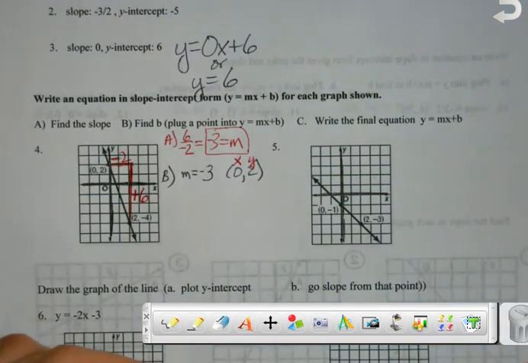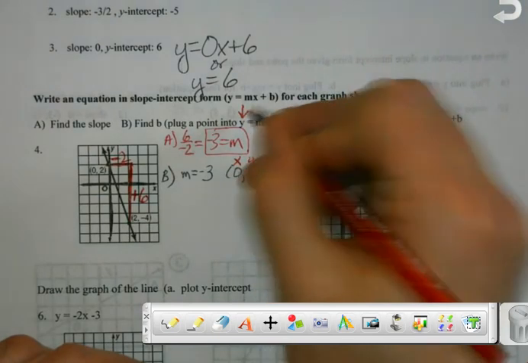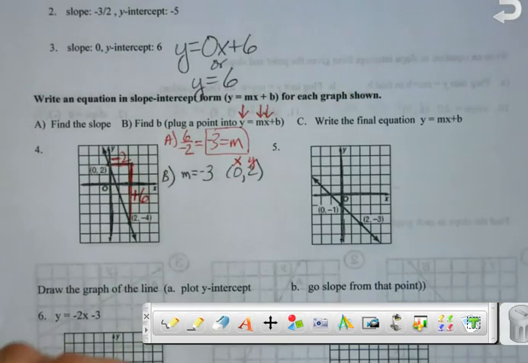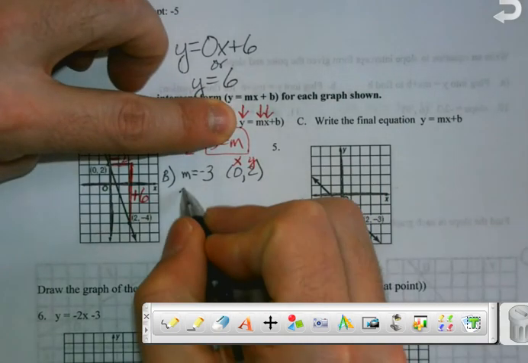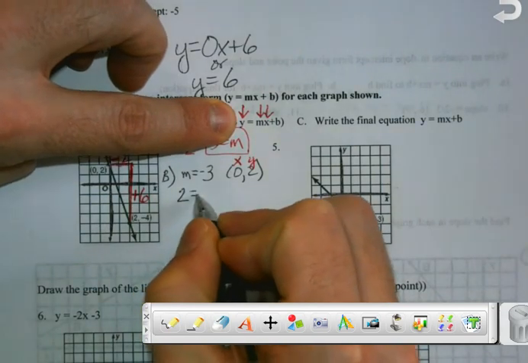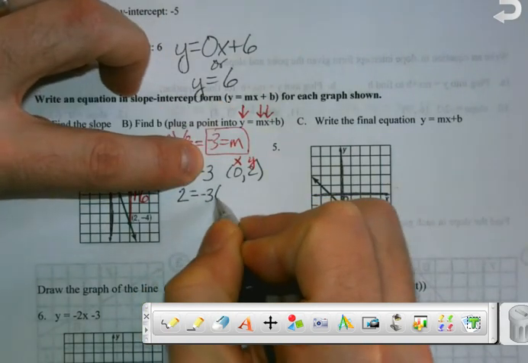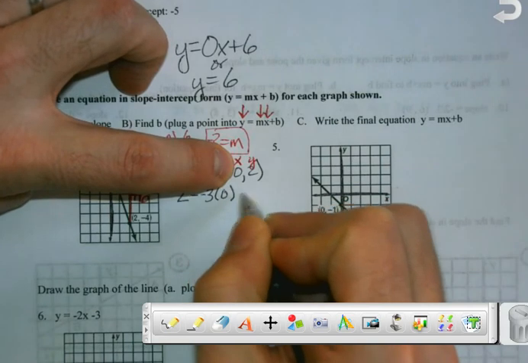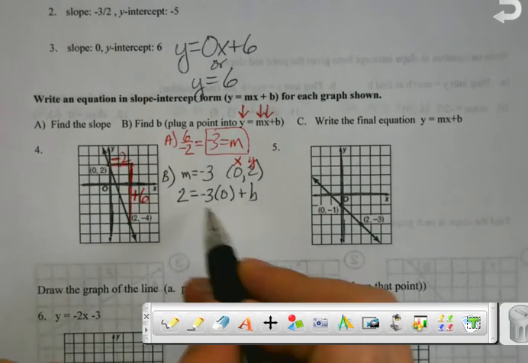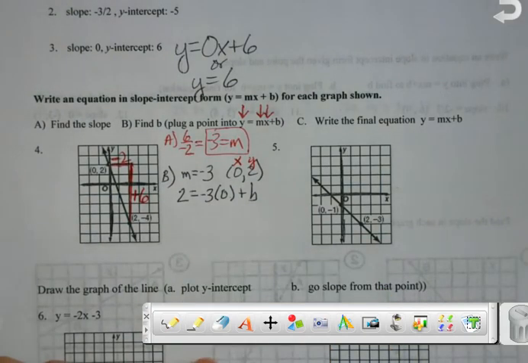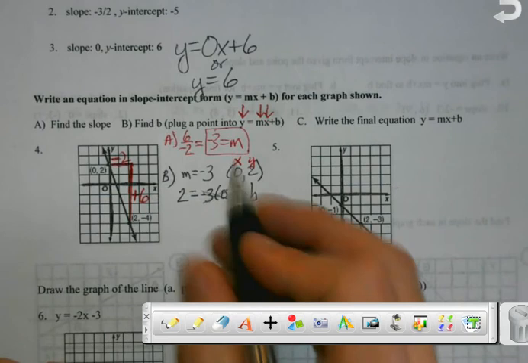Just like what we were doing yesterday, I'm going to plug numbers in everywhere that I have a value available to me. So I know x, I know y, I know m. I'm going to plug all 3 of them in. So y, which is 2, equals m x plus b. The only thing I don't know is b, and that's what I'm trying to find. The m x term goes away, because anything times 0 is just 0.